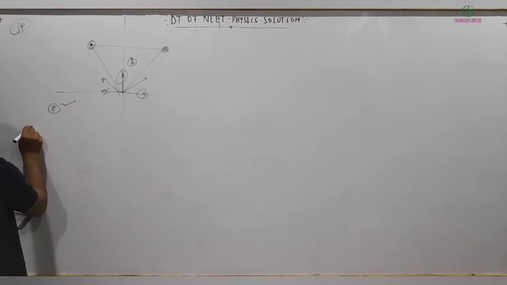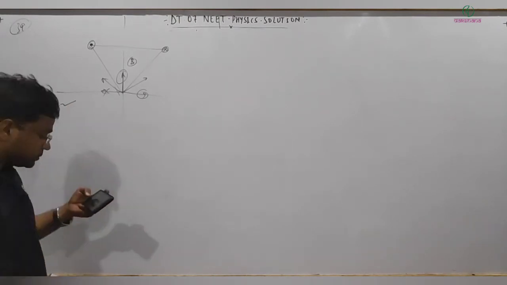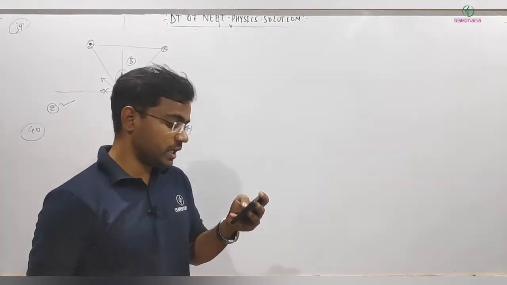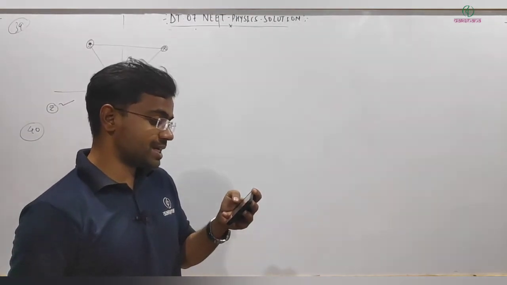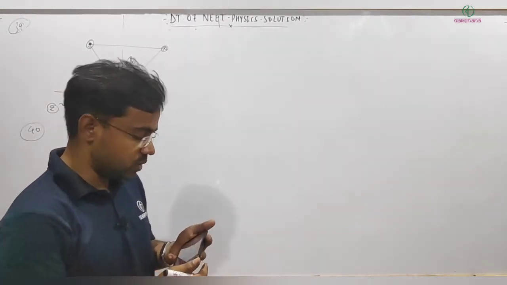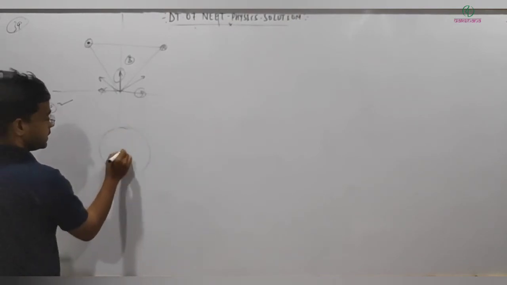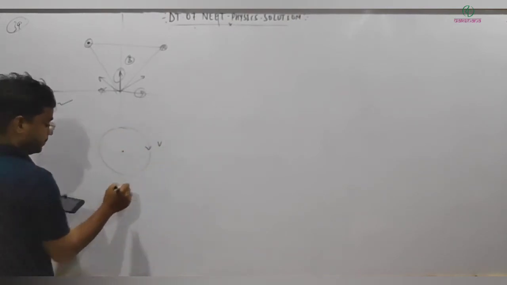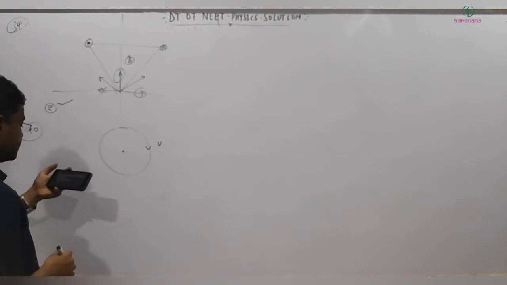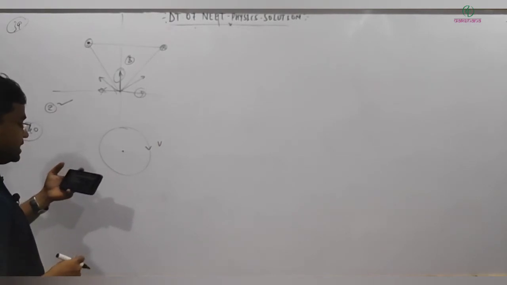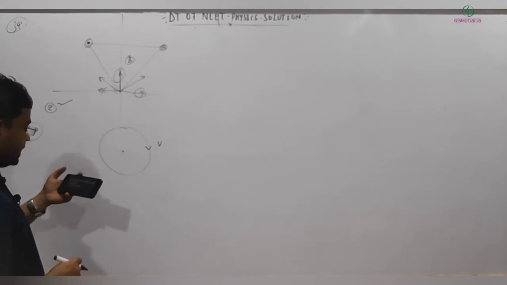Next, question number 40. A point charge is moving in a clockwise direction in a circle with constant speed V. Consider the magnetic field produced by the charge at a fixed point P, not at the center of the circle, on the axis of the circle.